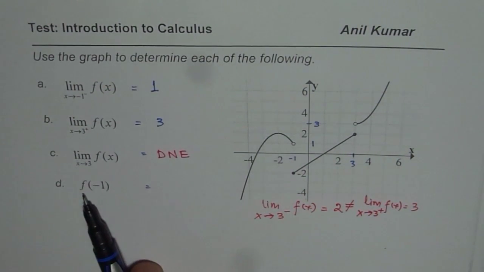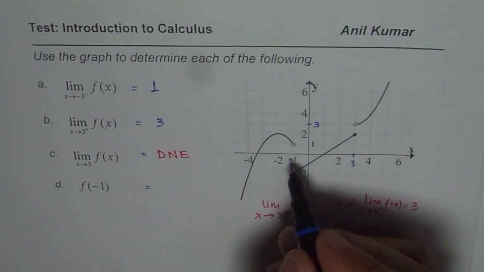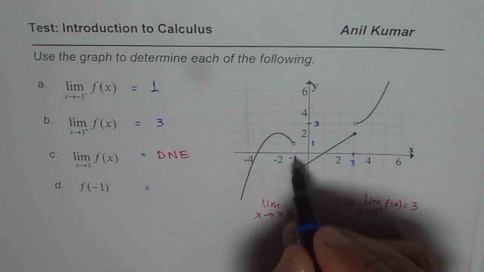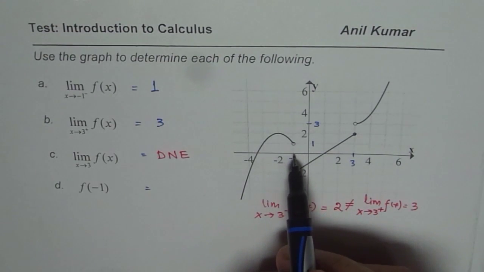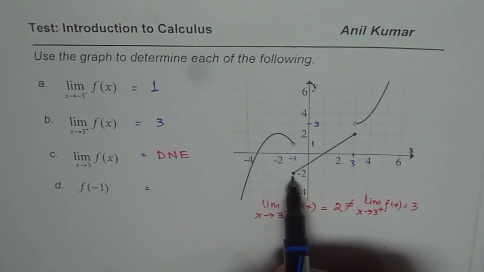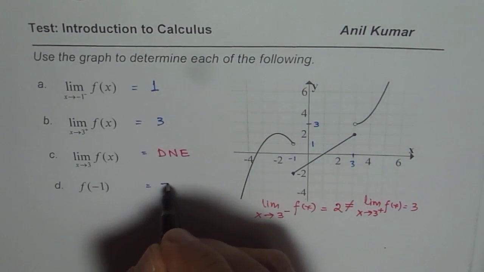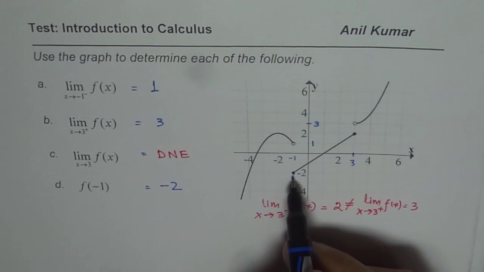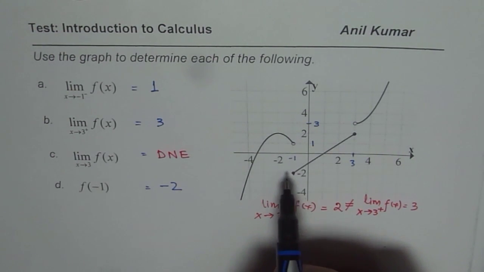Now let us find the value of the function at minus 1. At minus 1 we could go two ways. We can go up, but that is a hole. A hole is not the value for the function. This plugged in hole at minus 2 is the value. So that is the value, right? So the plugged in hole is the value at minus 1, right?